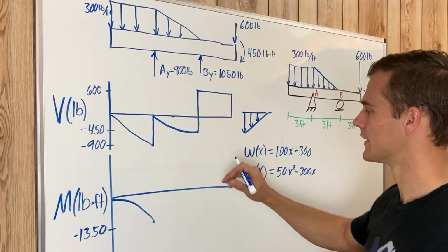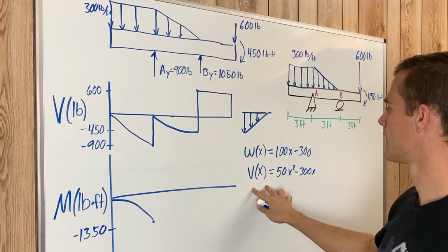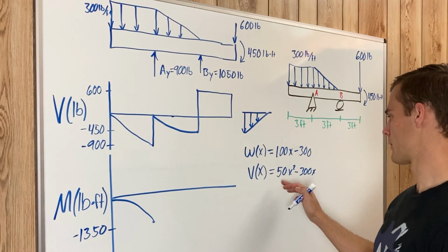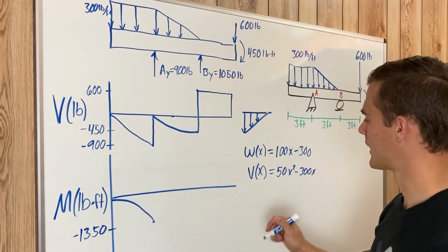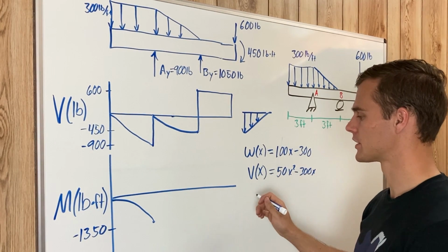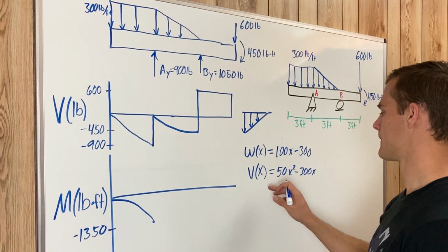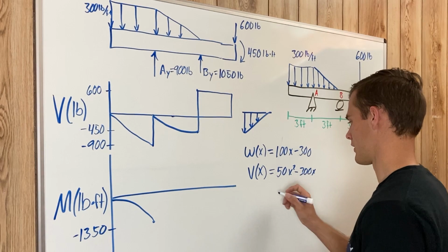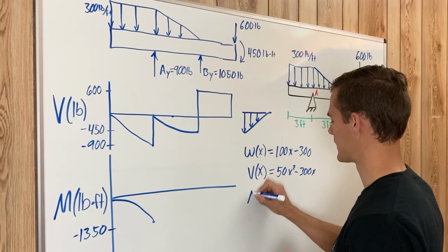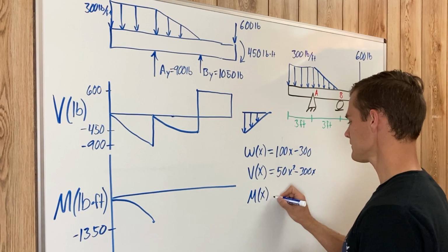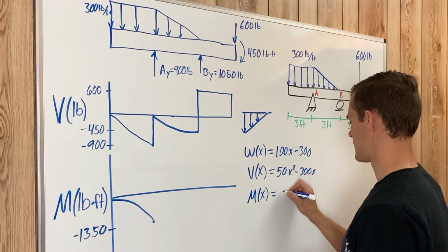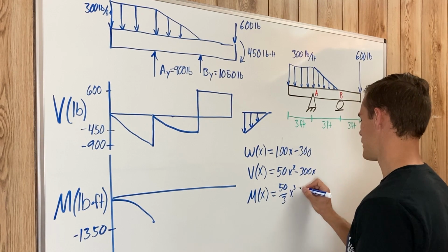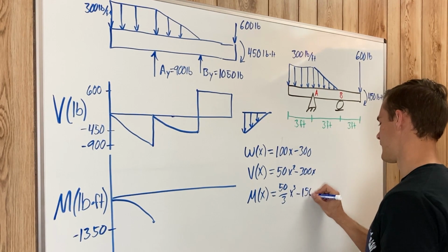So we can do that one of two ways. We can integrate our shear function and find the area under the curve here, and then subtract it from here. So we integrate it from 1 to 3. Or we can just find the moment function and plug in 3 for x to find what our moment is at x equals 3. So integrating, we'll need to do that either way. Get that 50 divided by 3, x cubed minus 150x squared.